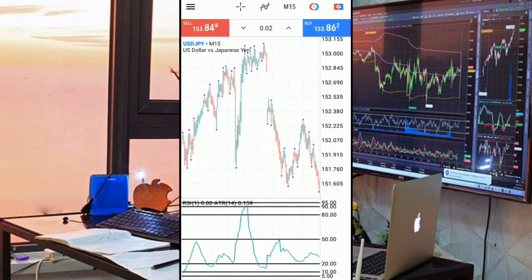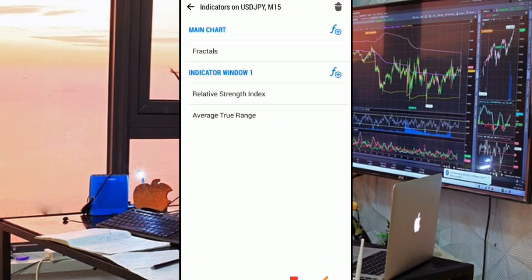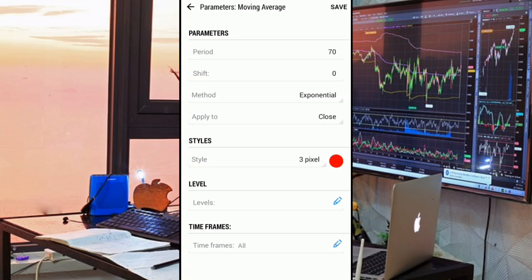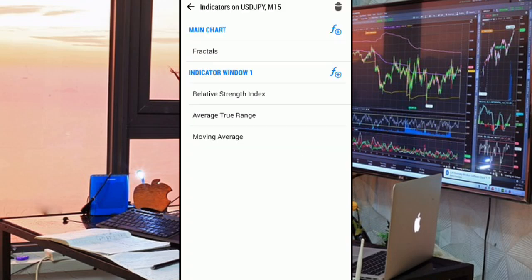So before we continue, let's add one more. So let's go back up there. I want us to add one more, and then you come back to indicator window 1 again, and this time around I want us to add this one over here, moving average. So for the moving average, we are going to enter period 70, shift 0, method exponential, apply to close, make it 3 pixel red, and then you go to click save.